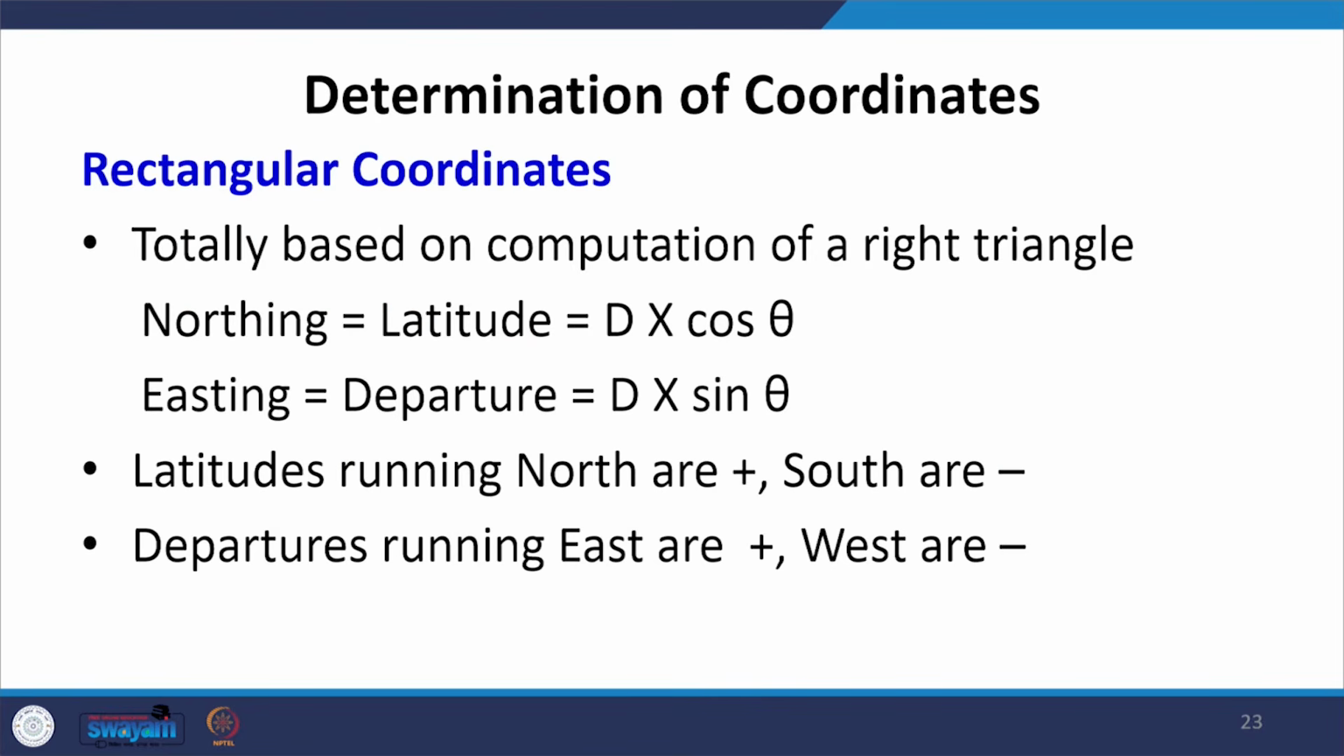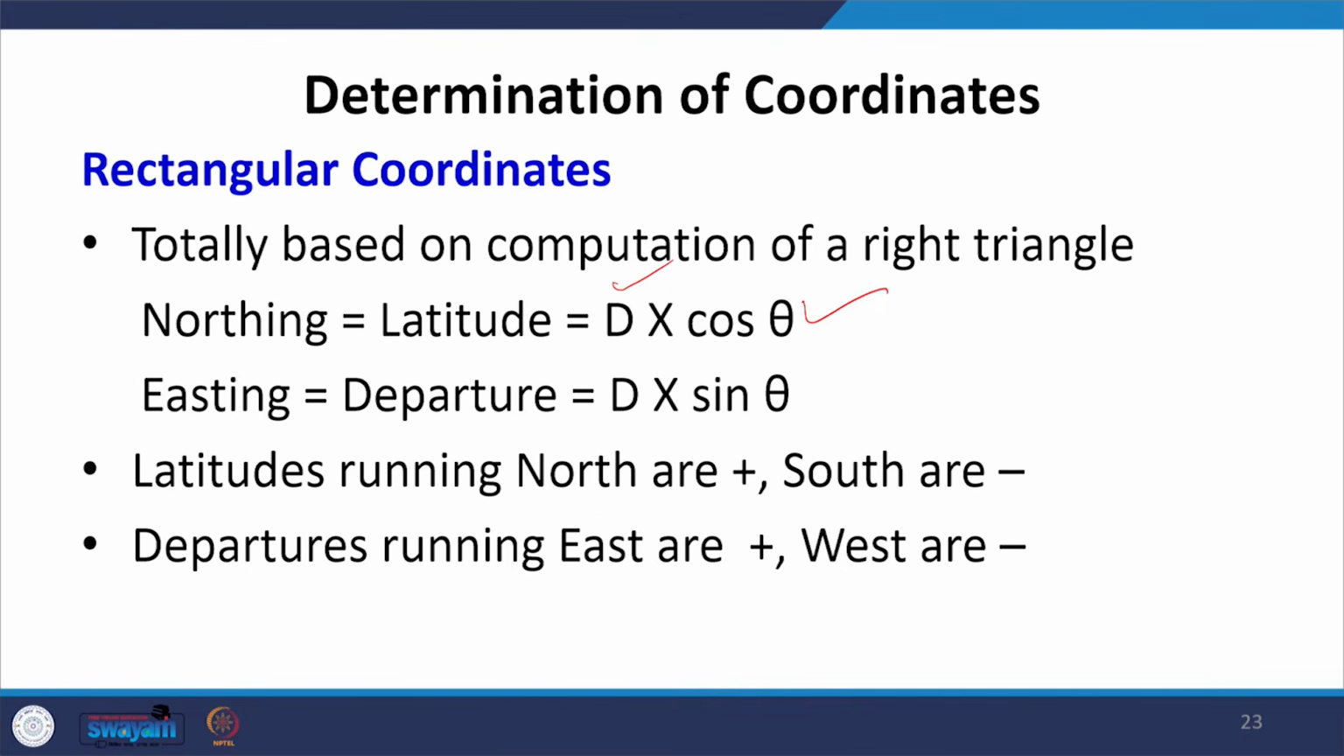Then the determination of the coordinates. Earlier, the determination of the coordinates was all done manually. Once we have taken the observation, here d is the distance, theta actually is the direction with respect to the north. So, northing will be d cos theta and easting will be d sin theta. So, this is all manual calculation. We were determining the latitude and departure of the various lines, and if it is a closed traverse, we were adjusting them, applying the corrections.